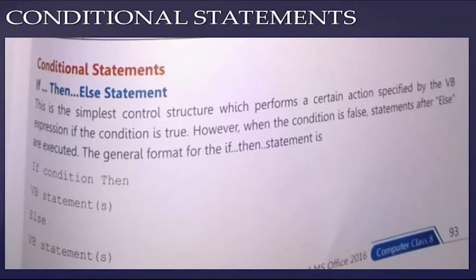Next one is conditional statements. This is the simplest control structure, which performs a certain action specified by the Visual Basic expression. If the condition is true, the statement is executed; however, when the condition is false, the statement after else is executed. The general format of the if then statement is: if condition then VB statement, else VB statement. That means it will show if then else. If it is raining tomorrow, then we need to bring an umbrella, else not required. In such cases we use this if then else statement.